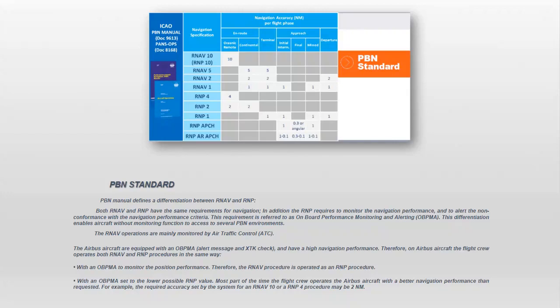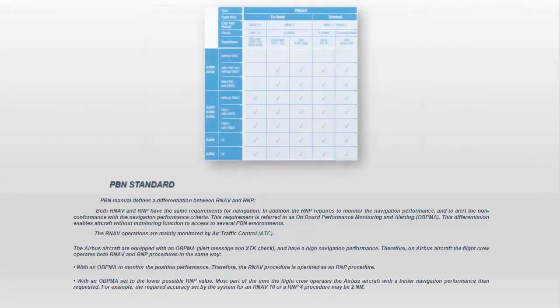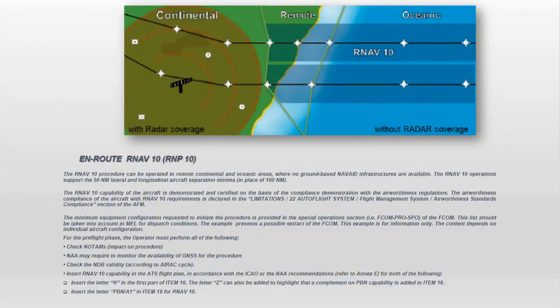Therefore, on Airbus aircraft, the flight crew operates both RNAV and RNP procedures in the same way, with an onboard performance monitoring and alerting to monitor the position performance. Therefore, the RNAV procedure is operated as an RNP procedure, with an onboard performance monitoring and alerting set to the lowest possible RNP value. For example, the required accuracy set by the system for an RNAV 10 or a RNP 4 procedure may be 2 nautical miles. En route RNAV 10, RNP 10.